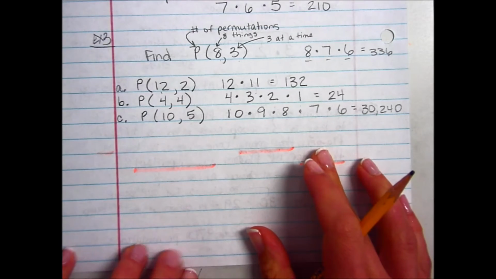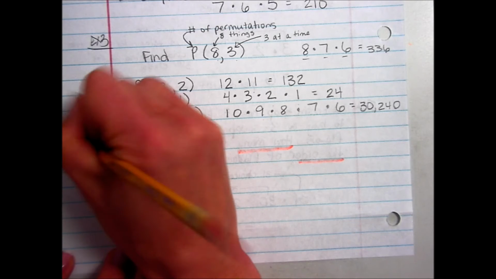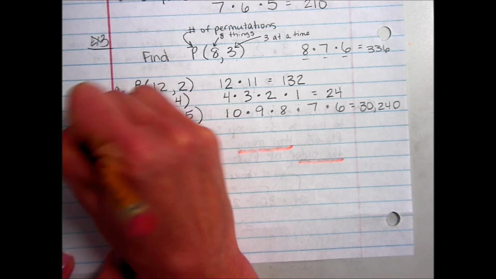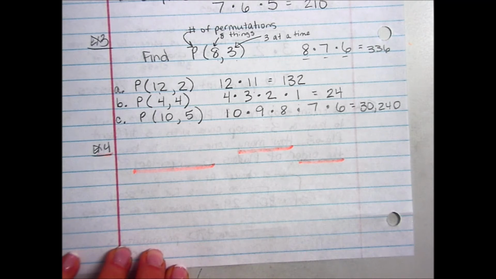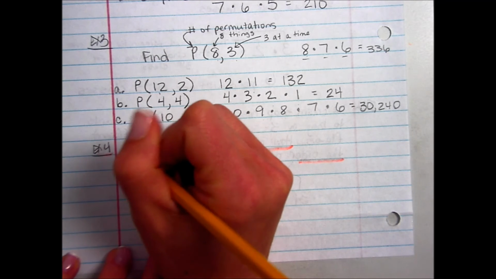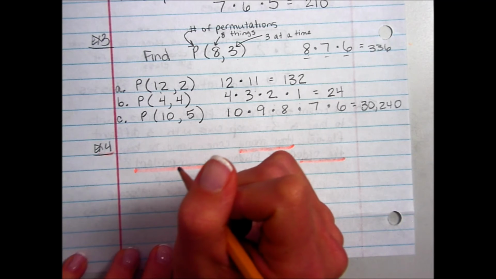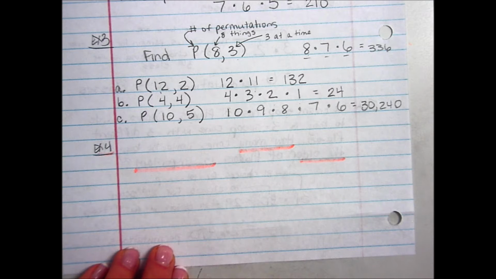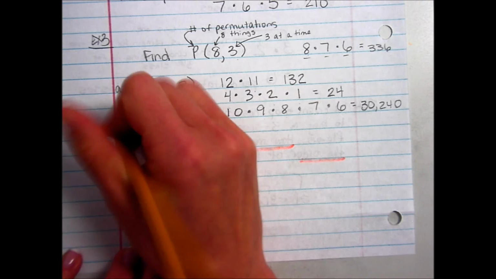Okay, I have one more type to show you. This one ties in the permutation into probability. This word problem's a little bit long, so you might just want to write down the meat of the information you need.